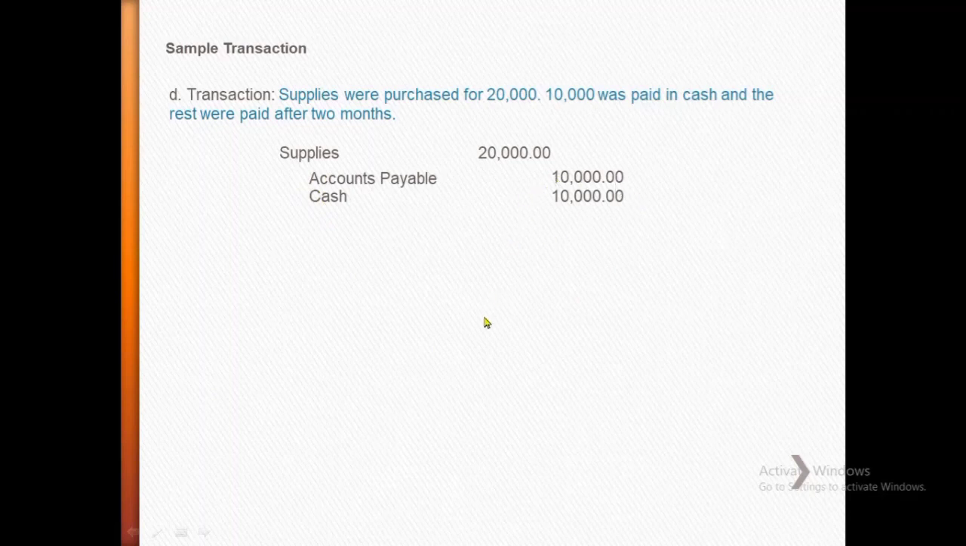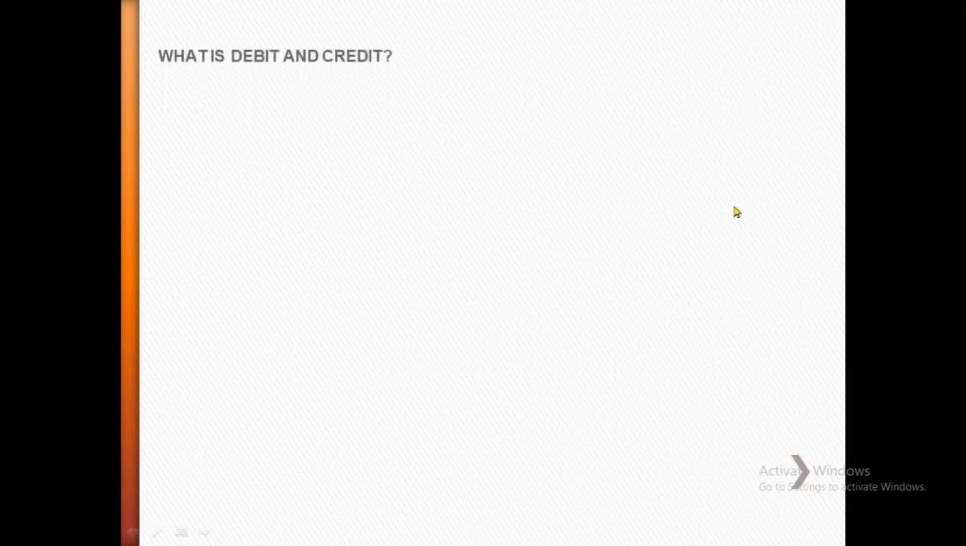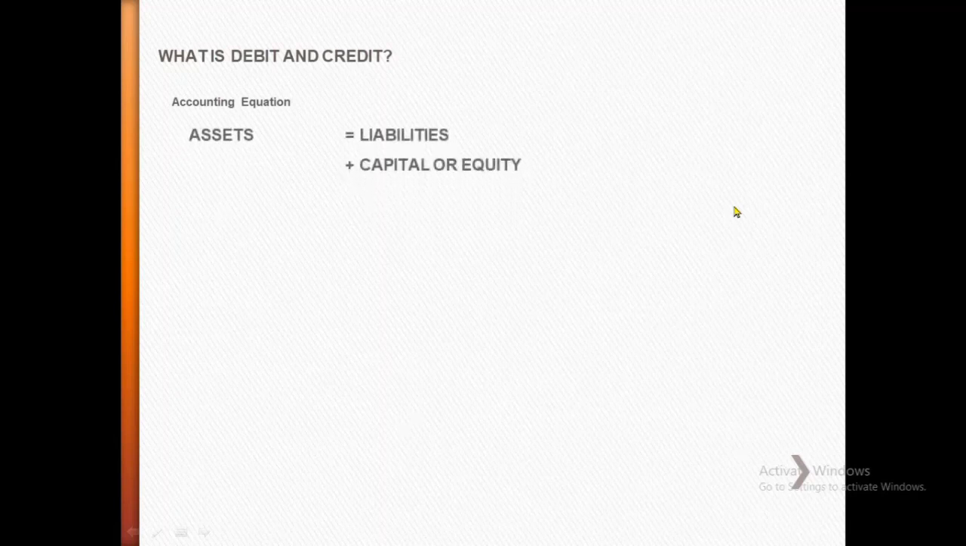But sir, we don't understand what is debit and credit. What is that? So before we continue, let's answer that question first. So what is debit and credit? But before we answer that, let's visit again the accounting equation, which is assets equals liabilities plus capital or equity, and assign either debit or credit to assets, liabilities, and capital. But first, let's separate assets from the liabilities and the capital or equity, and assign debit on the assets and credit on the liabilities and the capital or equity.